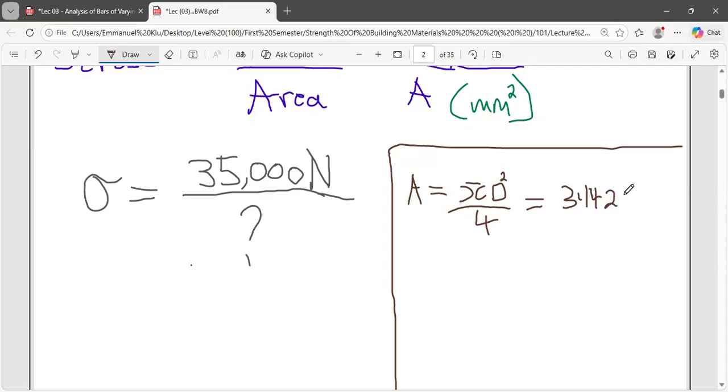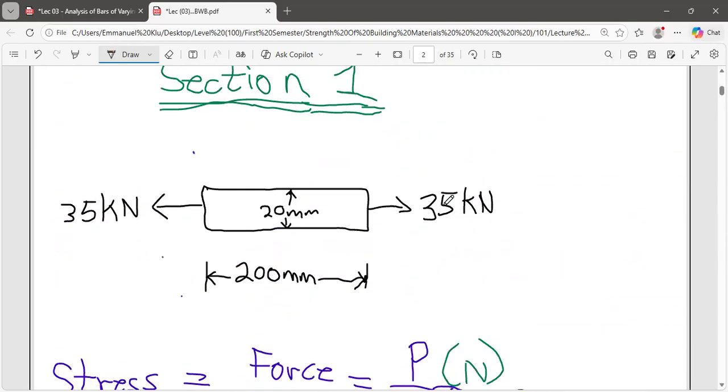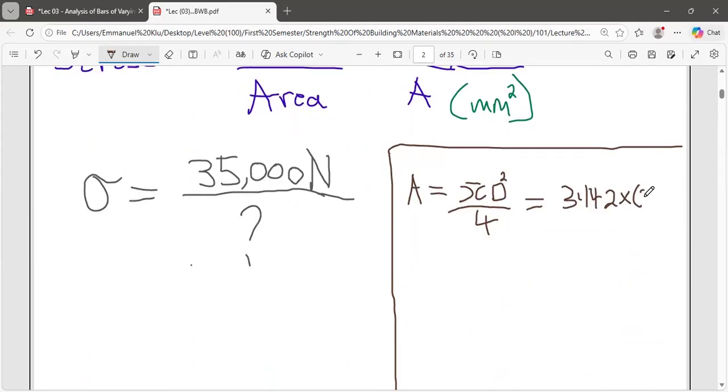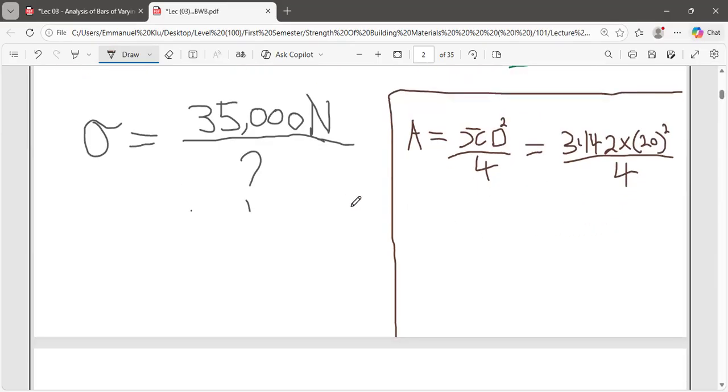3.142 times the diameter. The diameter was 20, so let's take the 20. So this is 20, then I square it, all squared, all over 4. So finally, I can say that my area is equal to what? Somebody please tell me the formula for the area, the answer for the area.